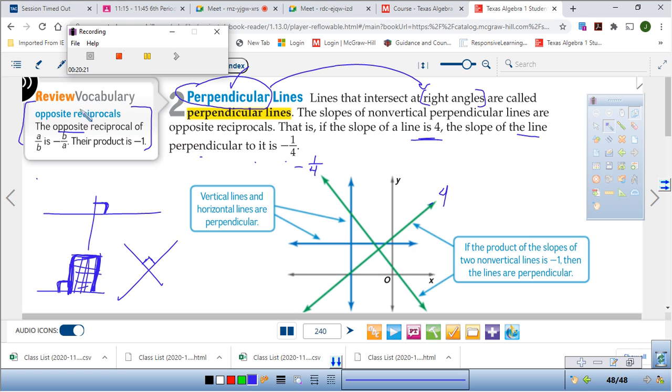So very important, write this down. Write this down, guys. Please write that down. You need to know this for sure. Opposite reciprocals. And that's it.